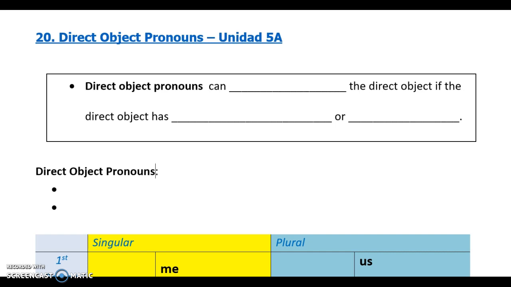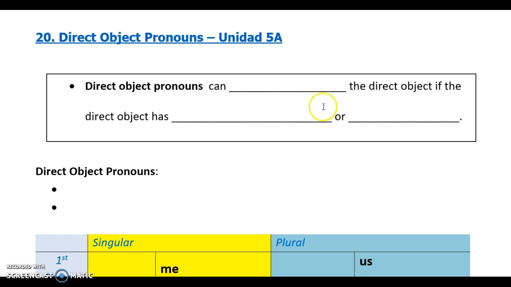Last time we talked about direct objects themselves, being able to find the who or the what that receives the action of the verb. Now what we're going to be doing is replacing the direct object with a direct object pronoun. Very similar to what we did with subject pronouns. For example, we replaced Maria y yo with nosotros. So we replace a subject with a subject pronoun. Now we're going to learn how to replace a direct object with a direct object pronoun.